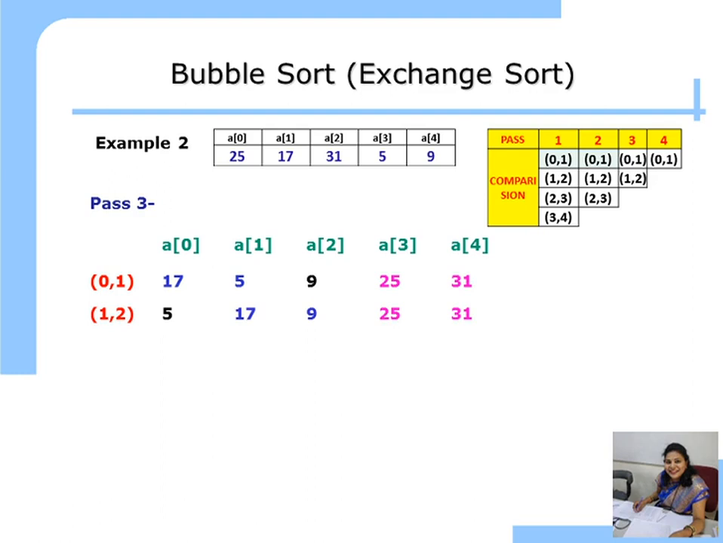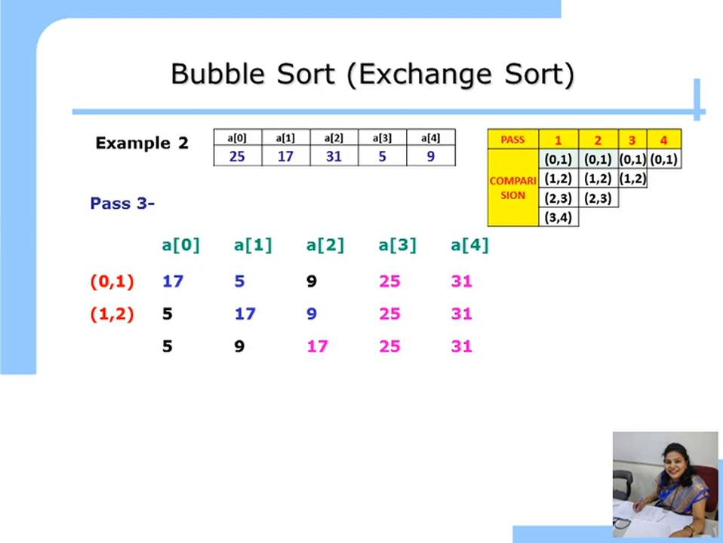Correct. Now we are going to perform the next comparison, between the first position and the second position. What is present at the first location? 17. What is present at the second location? 9. Is 17 greater than 9? Yes. So we are going to perform the swapping operation. After swapping you will get the output 5, 9, 17, 25, 31.